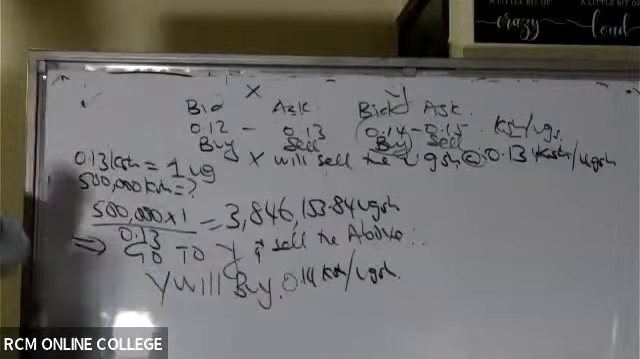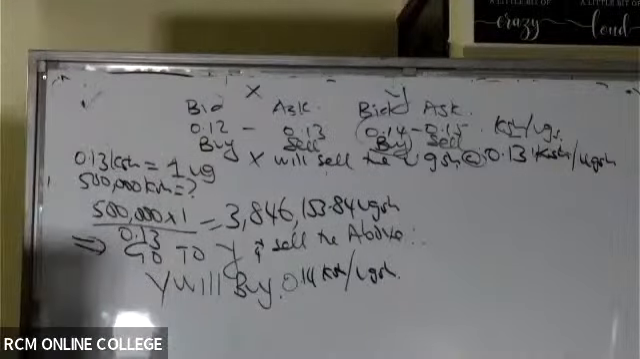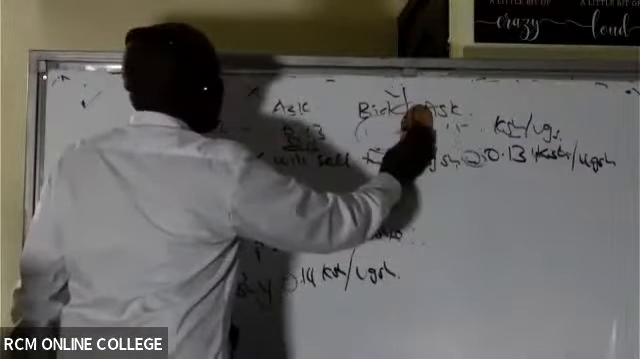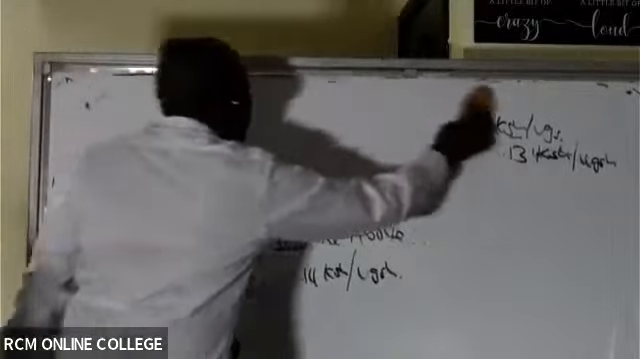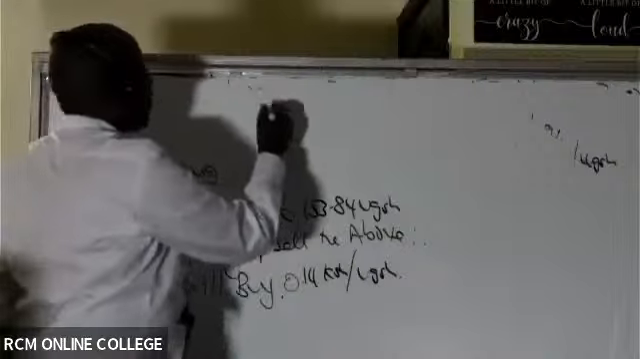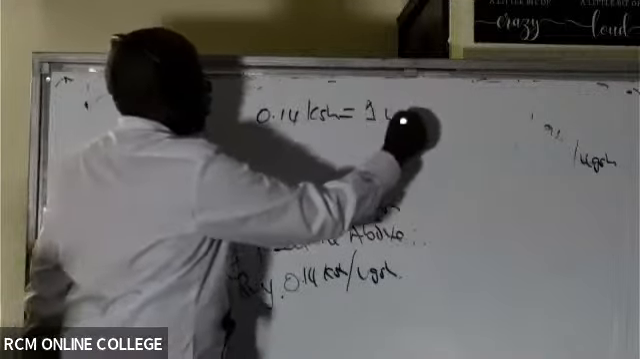So please go ahead and exchange for me. If you go ahead and exchange for me, what do we have here? So we shall have here 0.14 Kenya shillings equals 1 Uganda shilling.